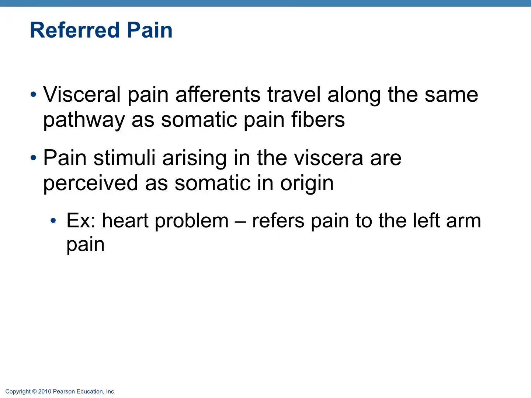Now when we talk about referred pain, visceral pain afferents, the sensories, travel along the same pathways as somatic pain fibers. So the pain stimuli that arise in the viscera, or the organs, are sometimes perceived as somatic in origin. For example, if you have a heart condition, you can get referred pain to the left arm. So it's not actually somatic. It's not something going on in the left arm. It's referred from the heart.